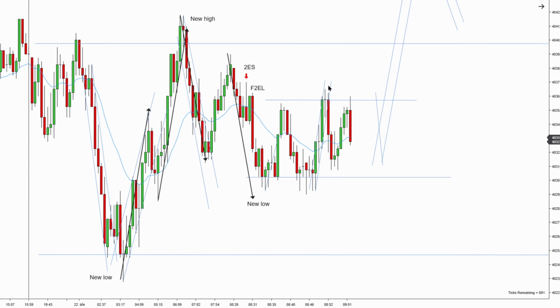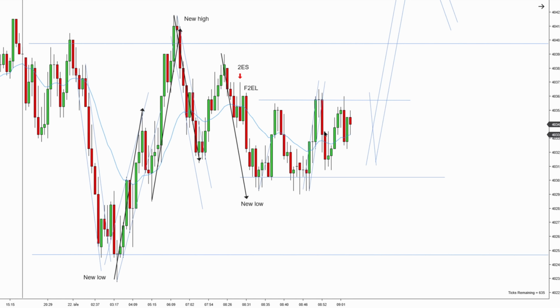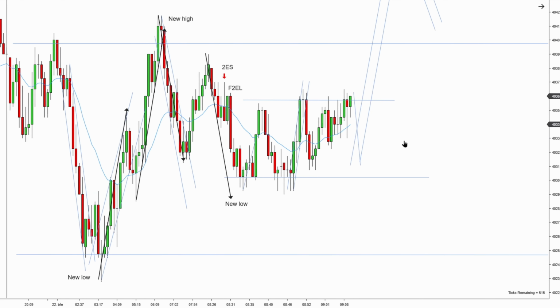You cannot sell here because the uptrend may get a new high. You're already in the middle of a trading range. You can see the EMA is very flat. Just be patient. Don't jump the gun. This is getting very choppy. Okay.